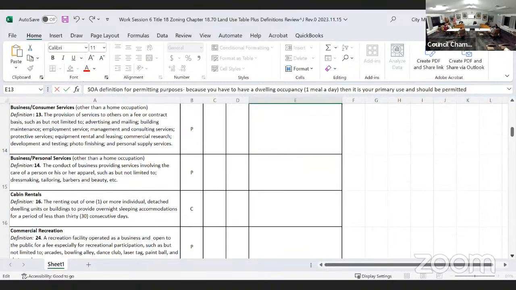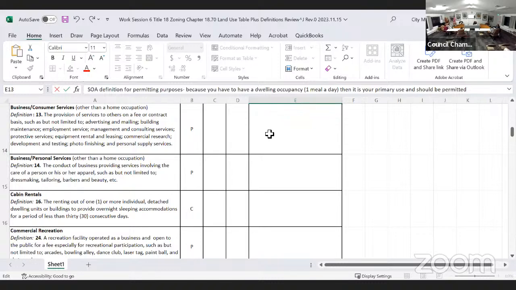Business consumer service: the provision of services to others on a fee or contract basis, such as but not limited to advertising and mailing, building maintenance, employment service, management and consulting service, protective service, equipment rental and leasing, commercial research, development and testing, photo finishing, and personal applied services, and that's currently a permitted use. This is Dawn, that's a lot of words.